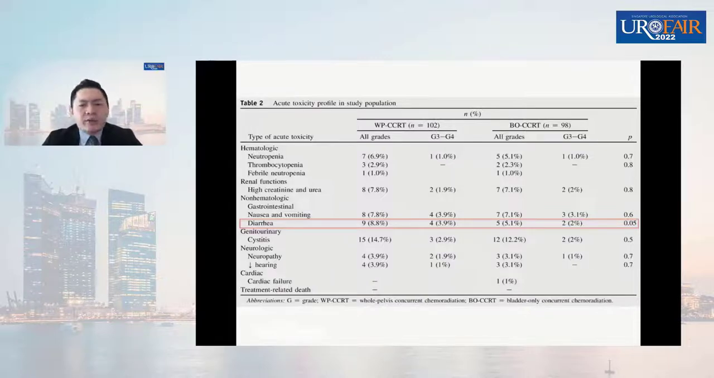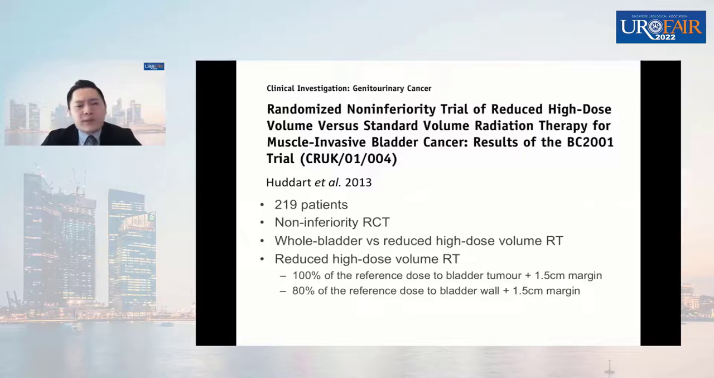3.9% in the whole pelvis group versus 2% in the bladder only group. So I think the key message is that bladder only RT has good cancer control. Toxicity might be slightly better, but this is probably not the biggest benefit to our patients.